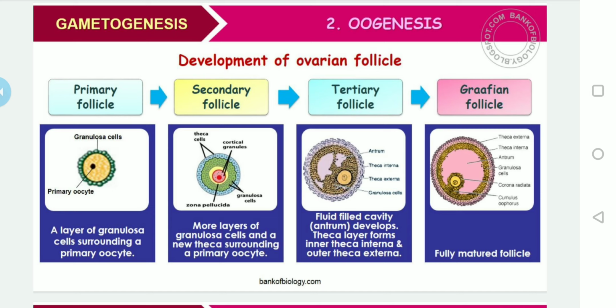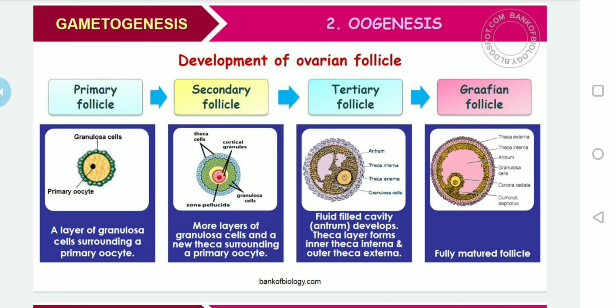Then what will happen next? The secondary oocyte retains the bulk of the nutrient-rich cytoplasm of the primary oocyte. And here is one more question they can also ask: what is Graafian follicle? The tertiary follicle further changes into a mature follicle, which is called Graafian follicle. During oogenesis, the tertiary follicle further changes into a mature follicle called Graafian follicle.